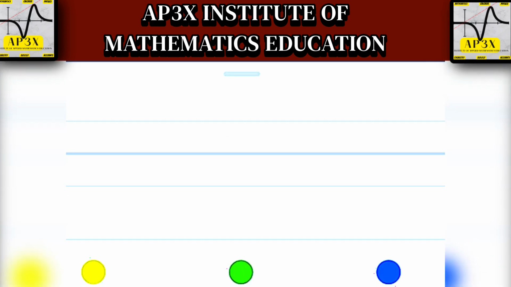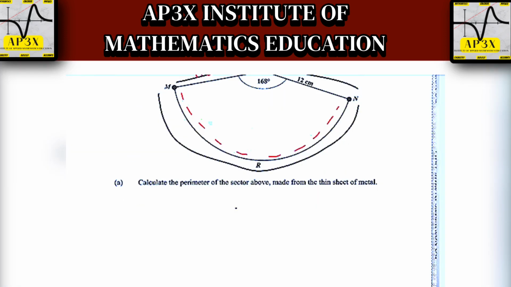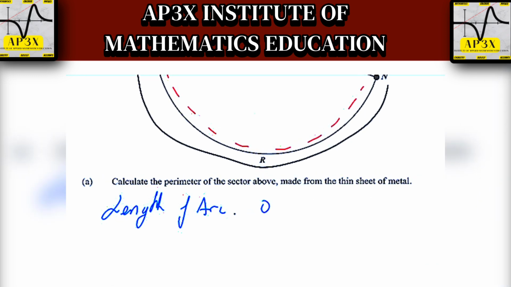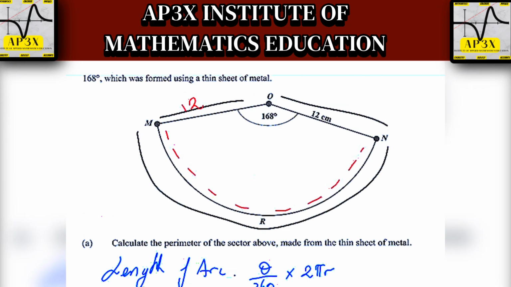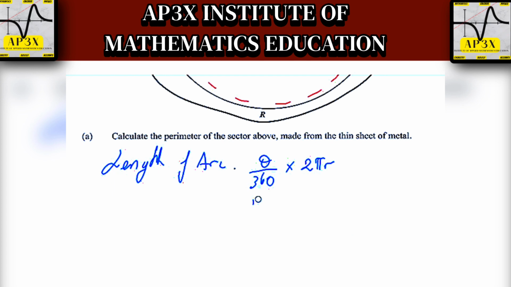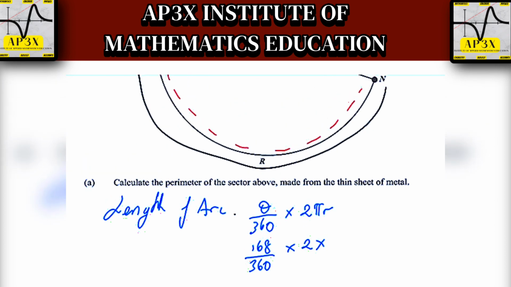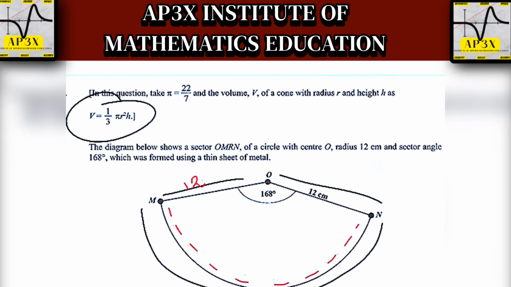So we can go back and check that the length of an arc, or arc length, is theta divided by 360 multiplied by 2 pi r. The sector angle here is 168 degrees, and that would be divided by 360. Then we're going to multiply that by 2, and they did instruct us specifically to use pi as 22/7.